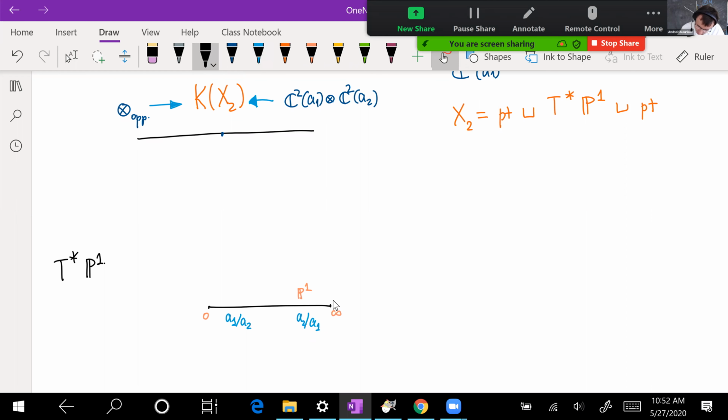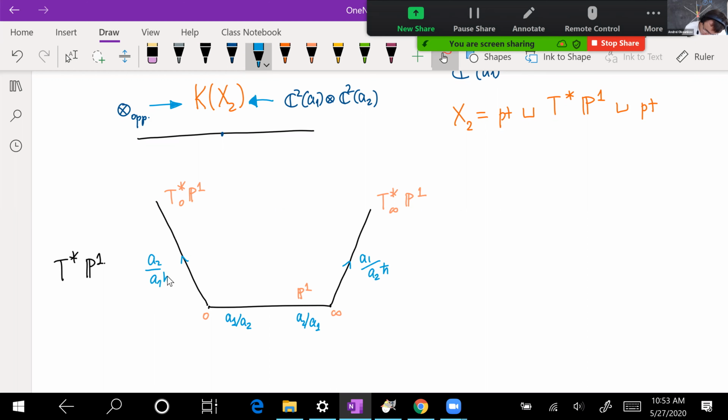And then I have the cotangent directions. So this is my picture of T*P^1. There's the cotangent line at infinity to P^1, and a cotangent line at 0 to P^1. And here the weight has to be the opposite of this, so it's A_1 over A_2 divided by h-bar. And here is the opposite of that, A_2 over A_1 divided by h-bar.